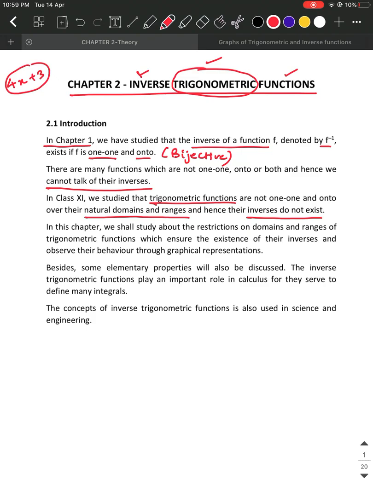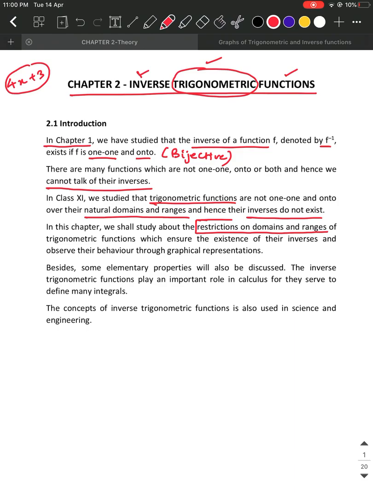But this chapter says we can speak about the inverse of a trigonometric function. To create something of that sort, what we are going to do is create some restrictions on the domain and range of the given trigonometric function, so that we will make it a one-to-one function and onto function and think of their inverse. That's what we mean by restricted domain and ranges. So please remember this word, restrictions.